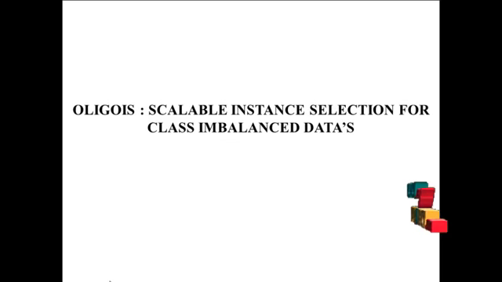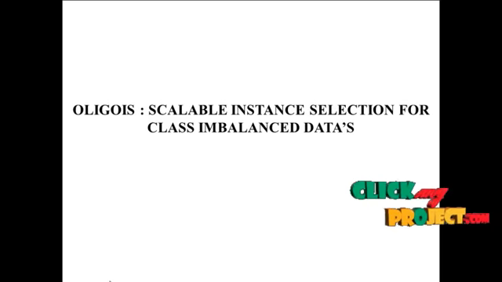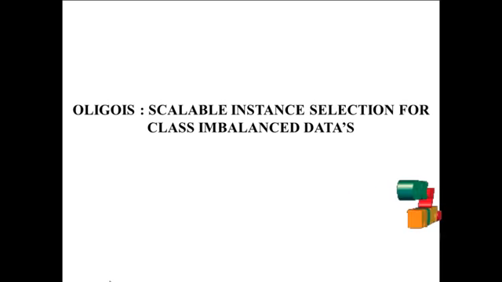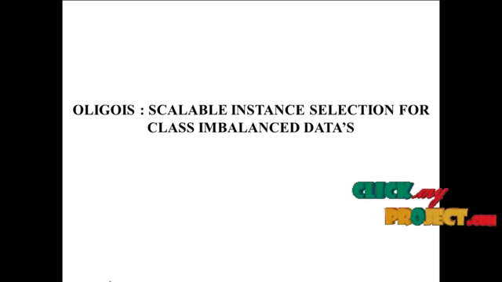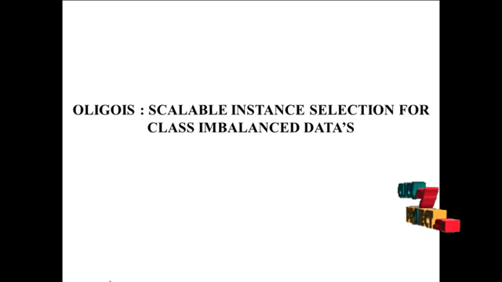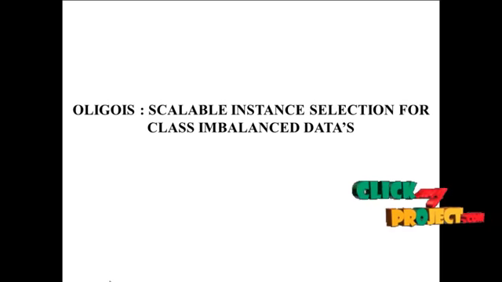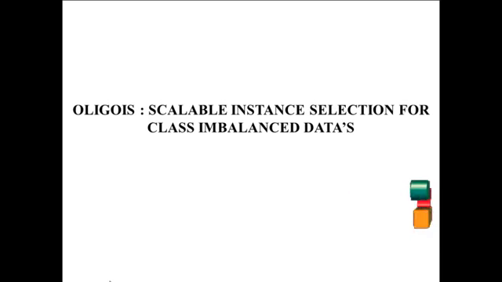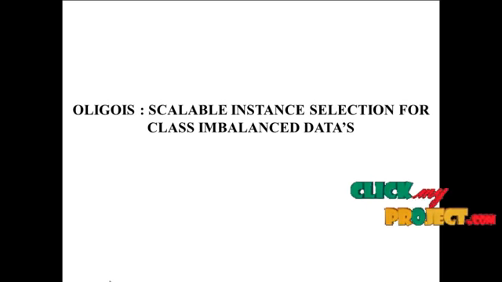Our project title is OligoIS, Scalable Instance Selection for Class-Imbalanced Data. The main focus of our project is to convert imbalanced data to balanced data. Now we are going to see the abstract of our project.